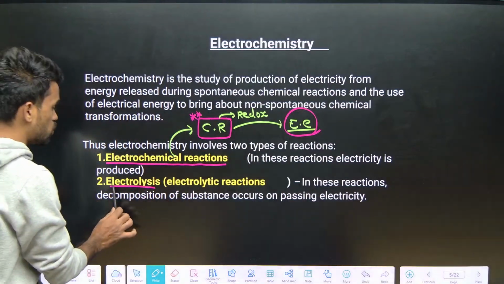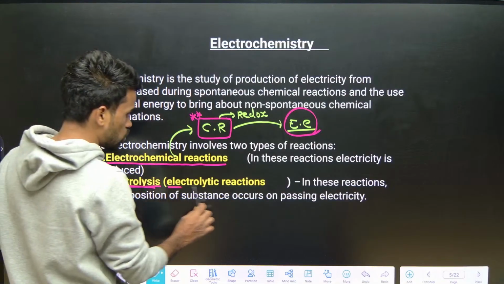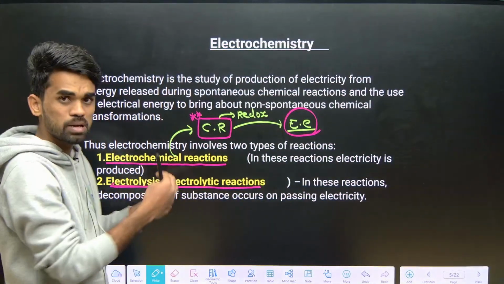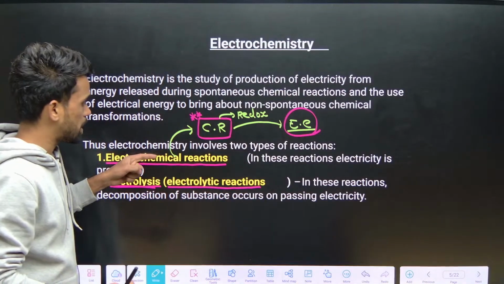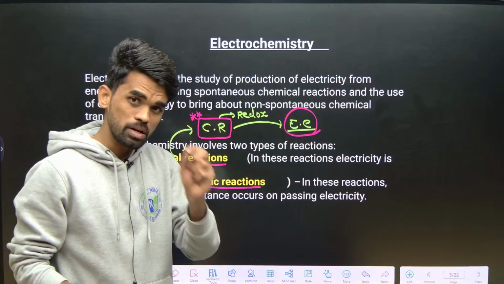Then the next process is electrolysis. These are also called electrolytic reactions, the reactions in which electrolysis is taking place. You can call them electrolytic cells. Here I am saying electrochemical cells, and these are electrolytic cells. It is very important to remember the names here.